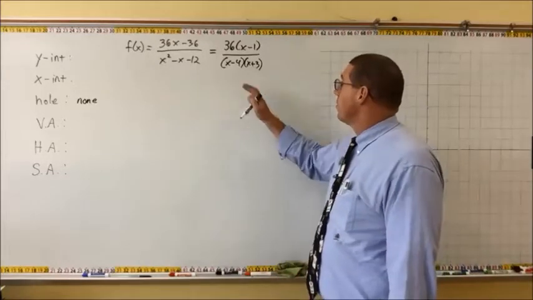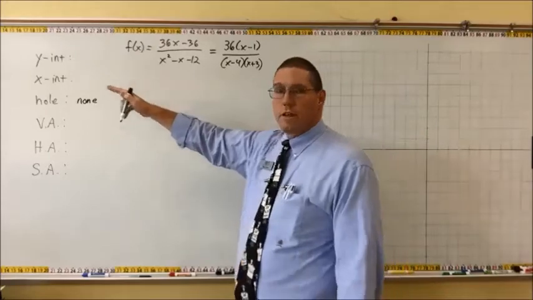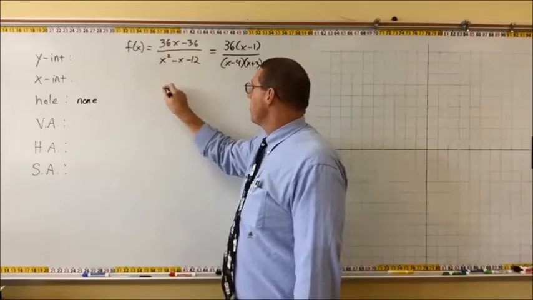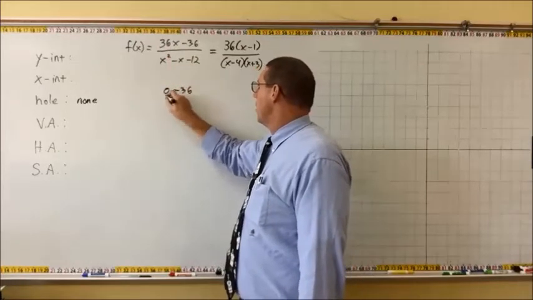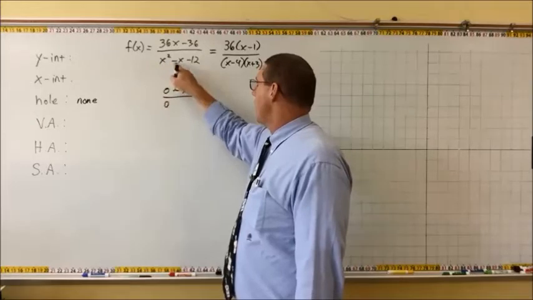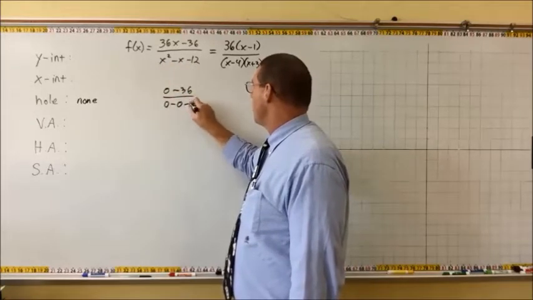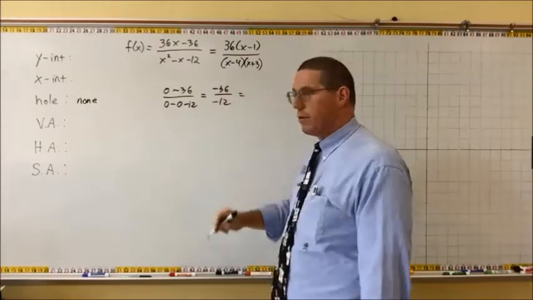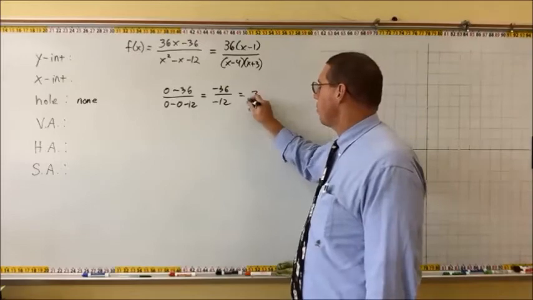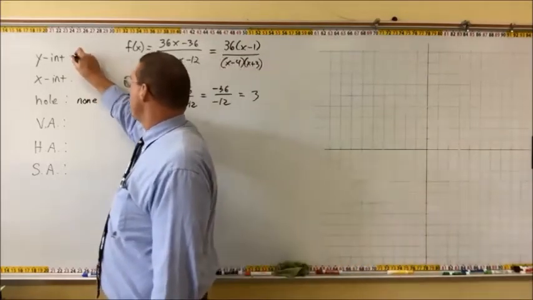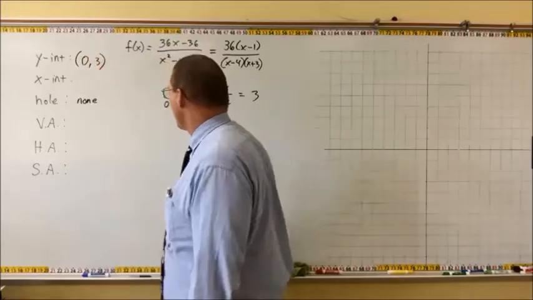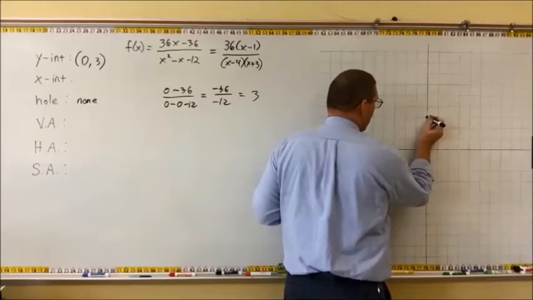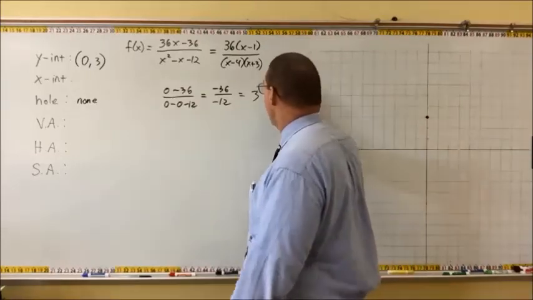All right, I'm done. So now we need to find the y-intercept. Remember, for the y-intercept, we just plug 0 in for x. So we're going to put a 0 here. 36 times 0 is 0, minus 36. Put a 0 here. That's 0, minus 0, minus 12. And what we wind up with here is negative 36 over negative 12. Negative 36 divided by negative 12 is positive 3. Therefore, the y-intercept is at (0, 3). So we're going to go to 0, 1, 2, 3, and put a dot there. That's the y-intercept. Okay? We're good there.